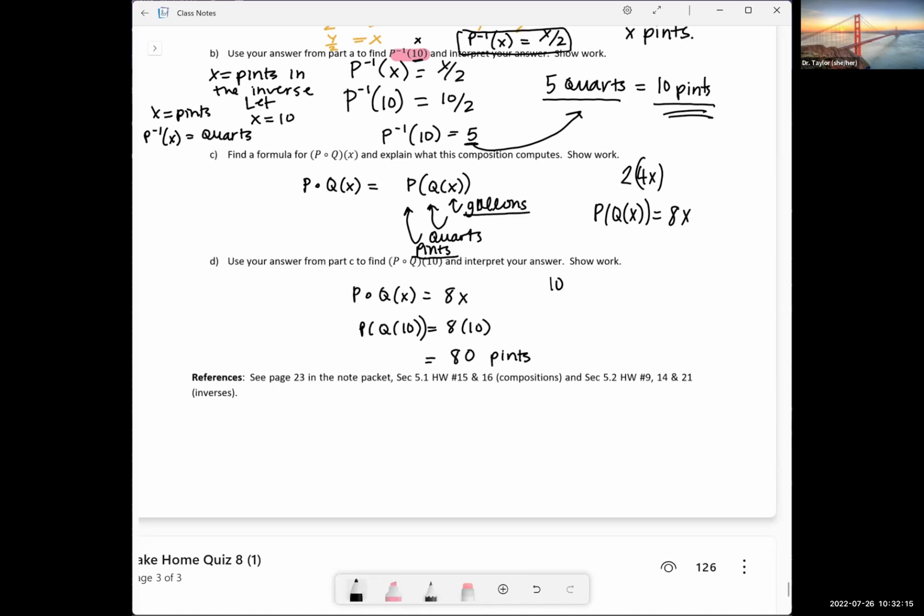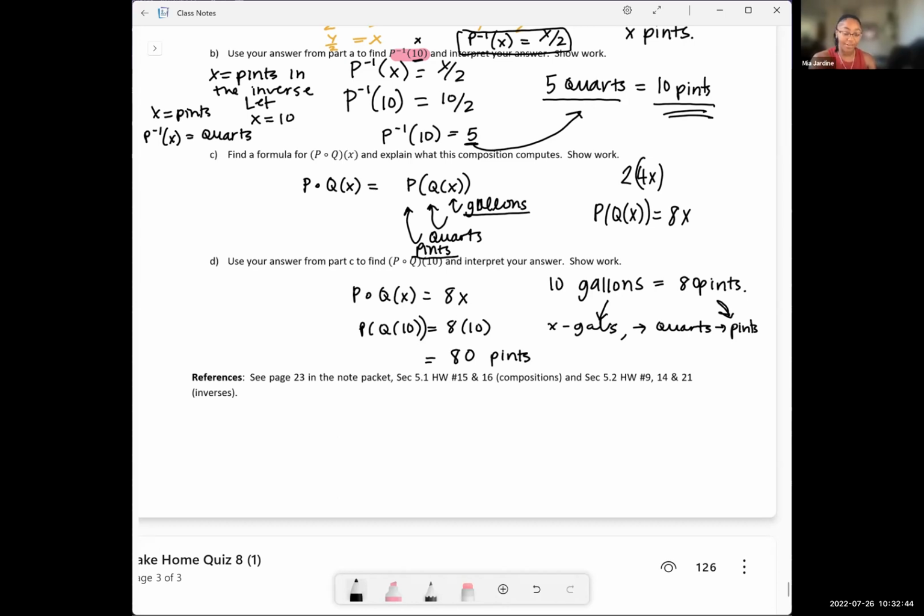So that means 10 gallons equals 80 pints. Because X started with gallons. It went to quarts. We use those quarts to then tell us how many pints. So that's how we start with gallons and end with pints. I got that so wrong, but somehow I got it right. I mean, I did it wrong, but I got the right answer.